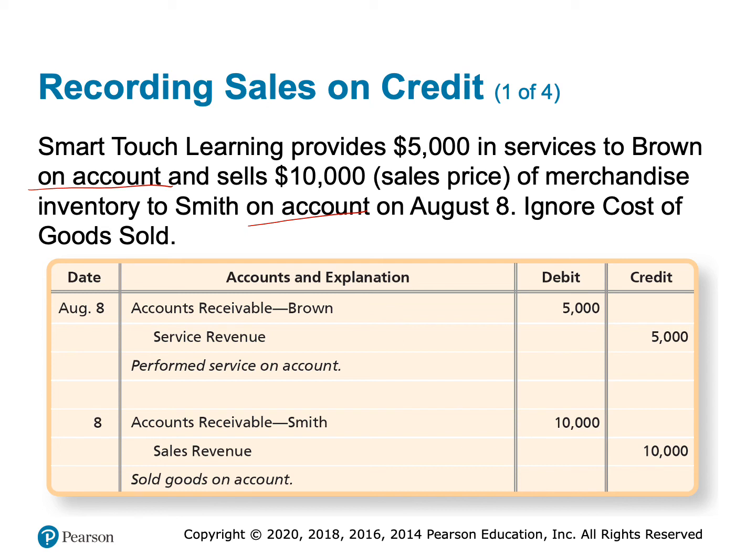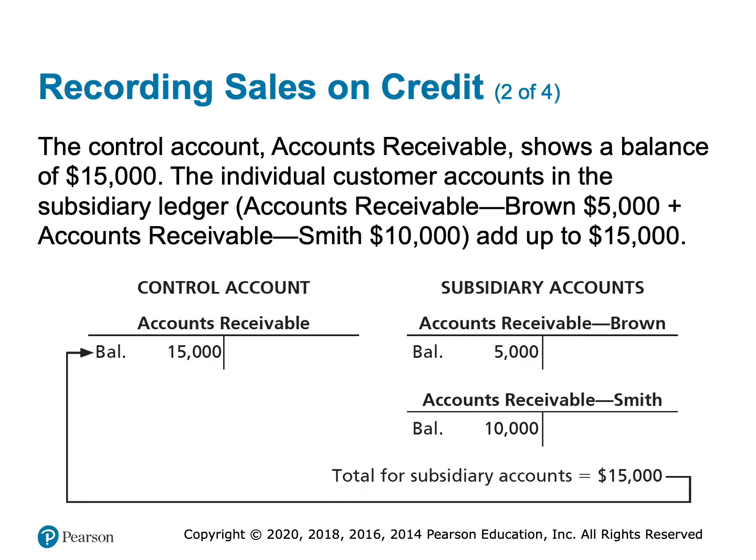So we talked about this a little bit back in chapter 3, that when we have accounts receivable from multiple customers, we actually have not just one giant accounts receivable account, but a bunch of little bitty accounts receivable accounts. So here we have accounts receivable for customer Brown and accounts receivable for customer Smith, because I want to keep track of how much money each one of my customers owes me separately. So when I post these, I have, again, my little T accounts over here, and I mentioned before, these are actually called subsidiary accounts or subsidiary ledgers.